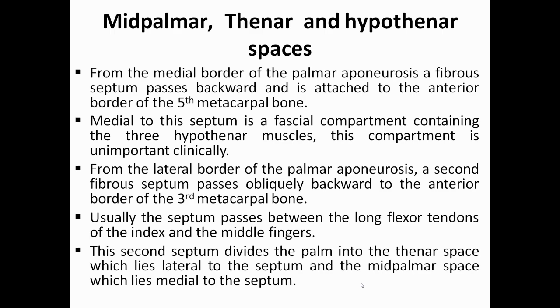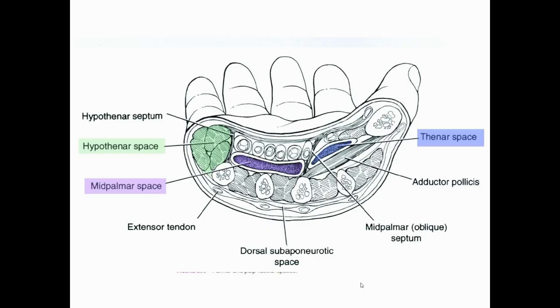From the lateral border of the palmar aponeurosis, a second fibrous septum passes obliquely backward to the anterior border of the third metacarpal bone. Usually, the septum passes between the long flexor tendons of the index and the middle fingers. The second septum divides the palm into the thenar space, which lies lateral to the septum, and the midpalmar space, which lies medial to the septum. We can see in this picture the hypothenar space, midpalmar space, thenar space, along with the dorsal subaponeurotic space.